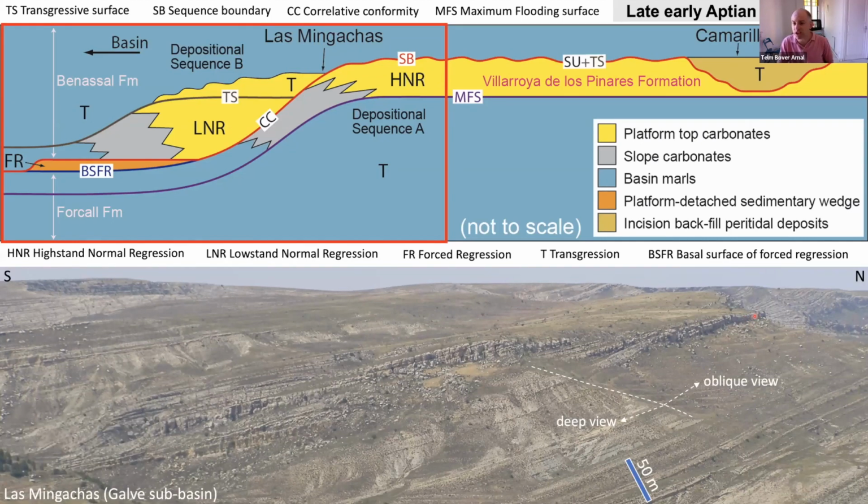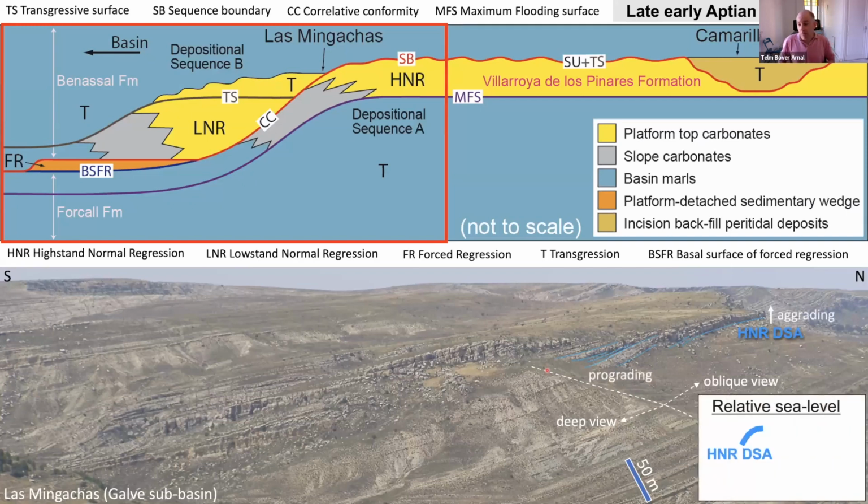Here, in the succession, you can see a limestone bed, which is horizontal. This would be platform top. Then this limestone bed is slightly inclined. This would be the prograding highstand slopes. And note how these prograding highstand slopes pass basinwards into the marls of the Forcall formation.